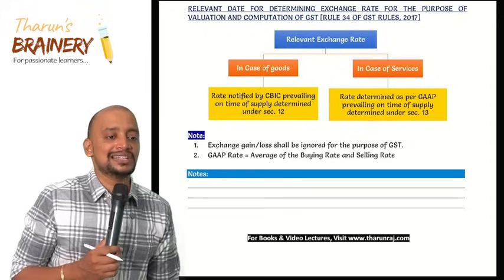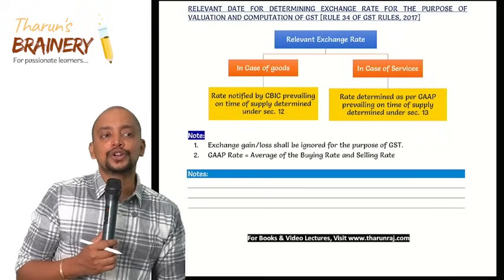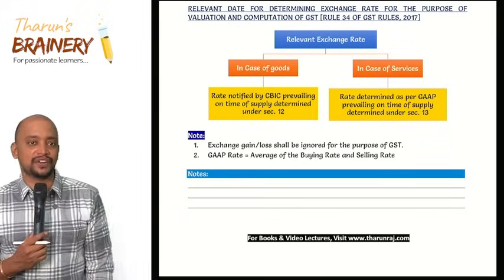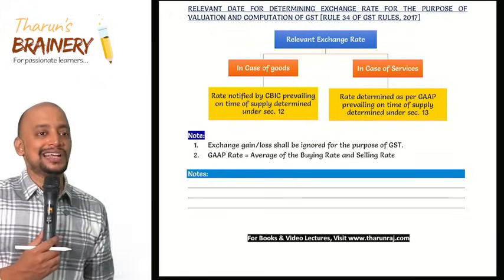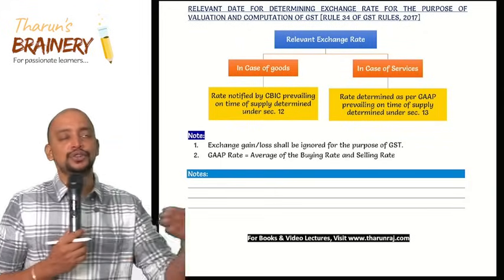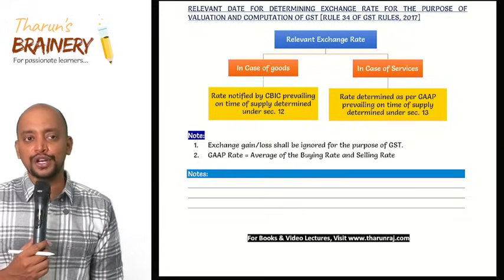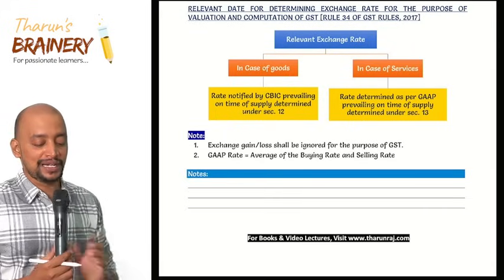Generally, whenever the transaction is denominated in foreign currency, you need to convert that into Indian rupees. Why do you need to convert into Indian rupees? Because GST is payable in Indian rupees. For example, I am importing services. When I import the services, I need to pay GST under RCM on import of services. So, I need to convert that invoice into Indian rupees. For converting it into Indian rupees, I need to take an exchange rate. What exchange rate should be taken?